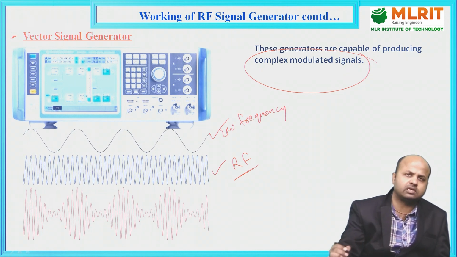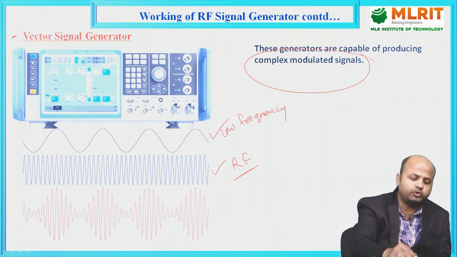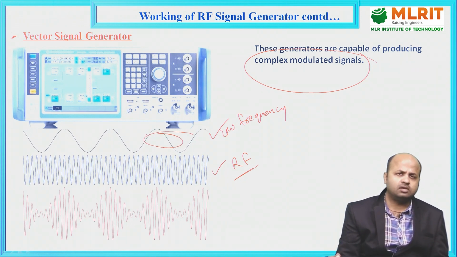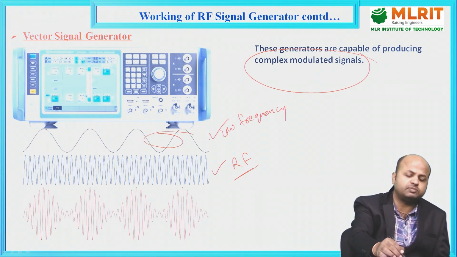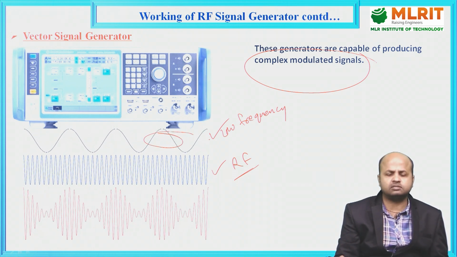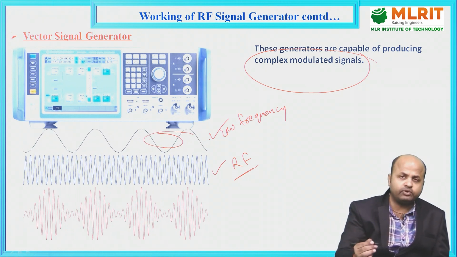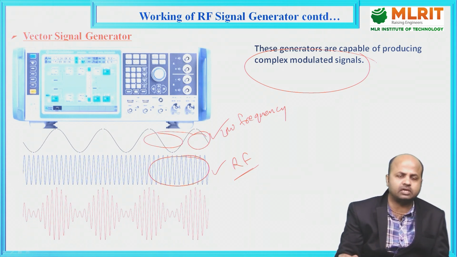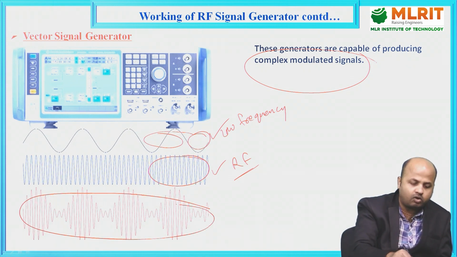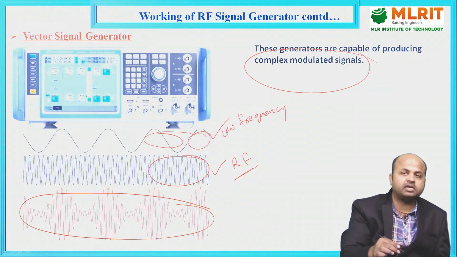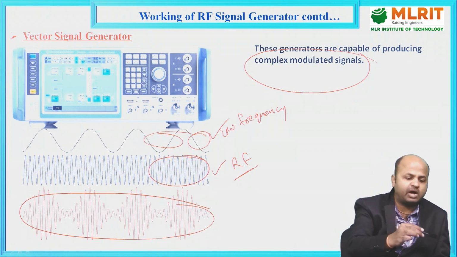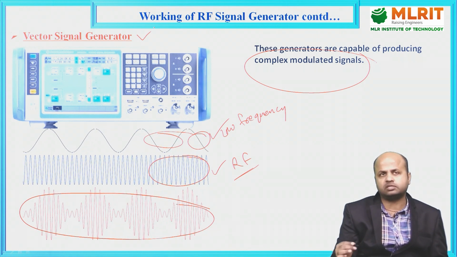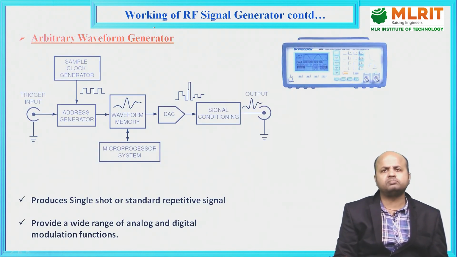Suppose I want to transmit this low frequency signal to a long distance, then what do we have to do? We can't directly transmit this low frequency signal to a long distance because the signal will be lost. So what we do is superimpose this low frequency signal on this high frequency signal to get one modulated output, and this modulated output can be easily generated by using a vector signal generator. It is a very important part of the communication system. Next is the arbitrary waveform generator.